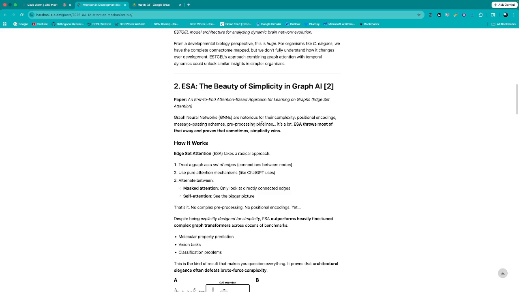Message passing schemes are, of course, important, but they take their inspiration from communication networks, like the internet, where you're sending messages across a network. In biology, you do have signaling, but using message passing schemes there seems kind of artificial in a lot of ways. So ESA throws most of that away and proves that sometimes simplicity wins.